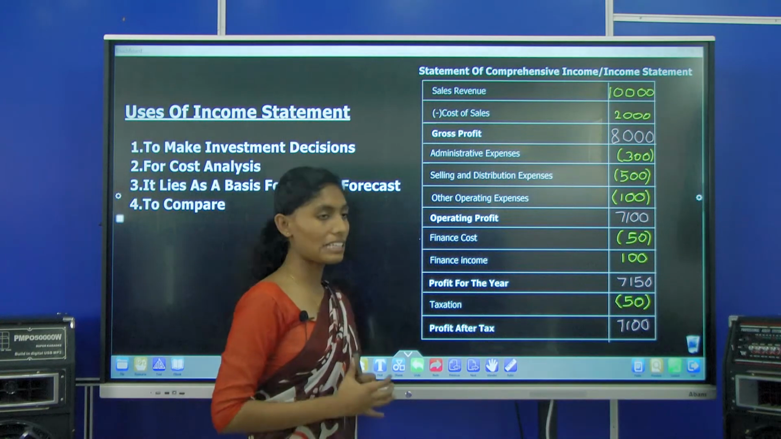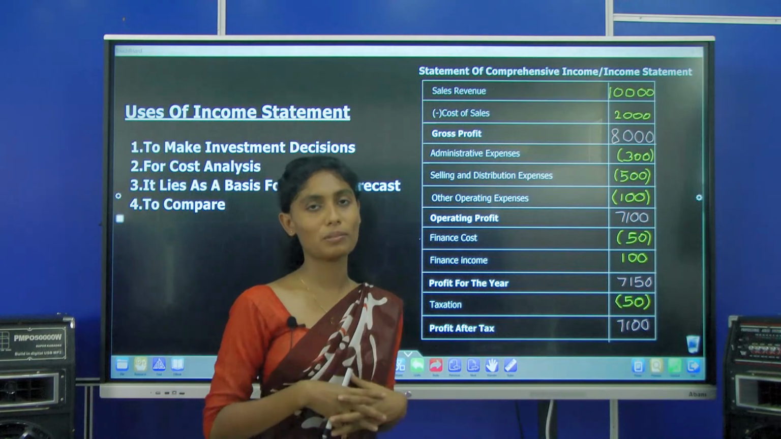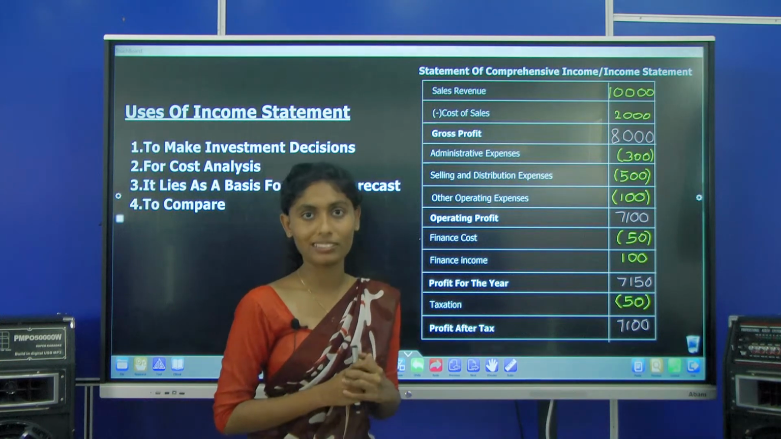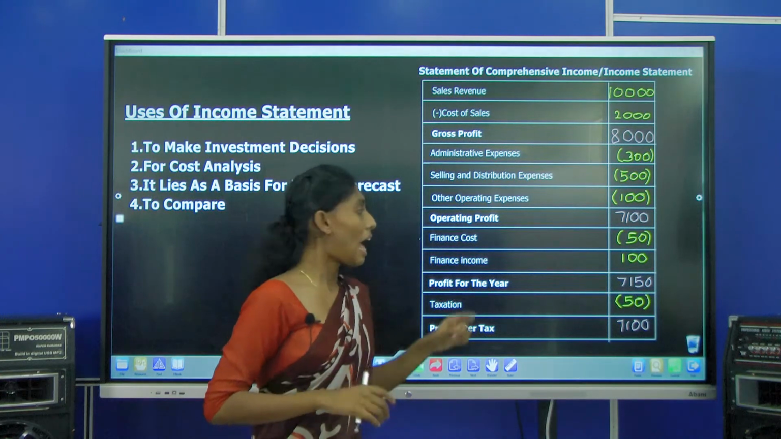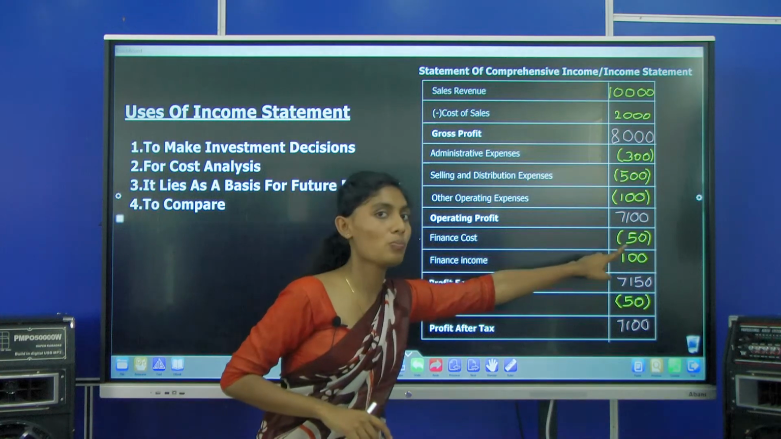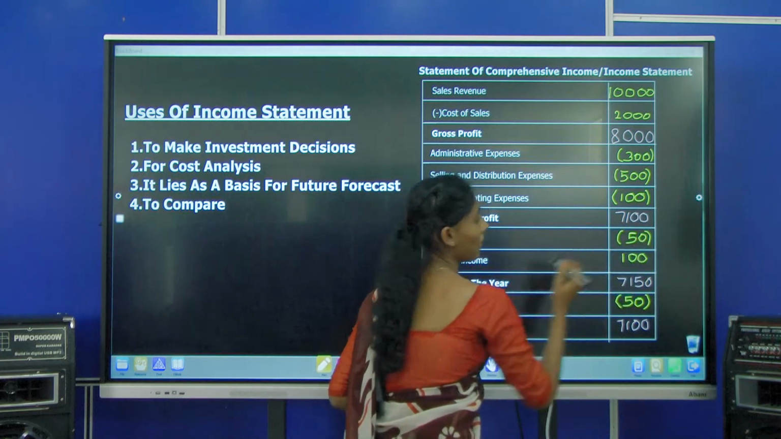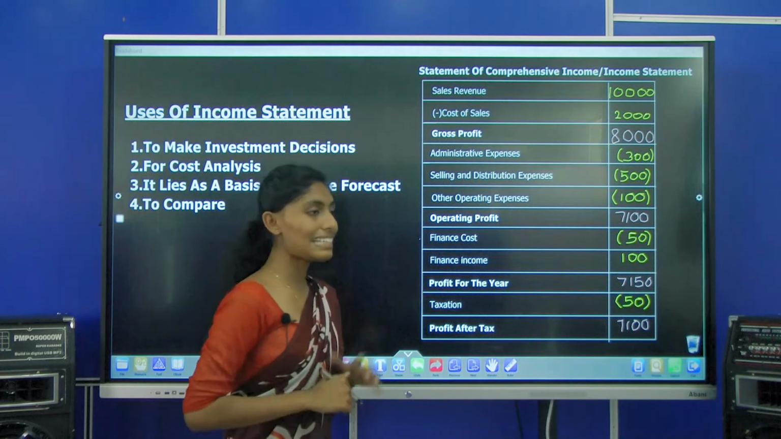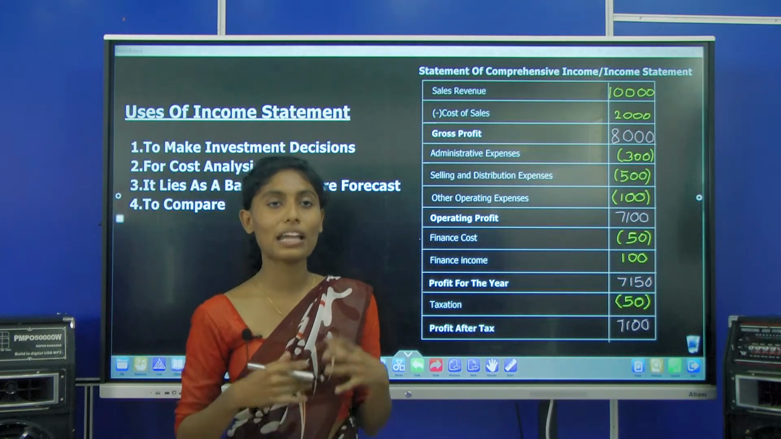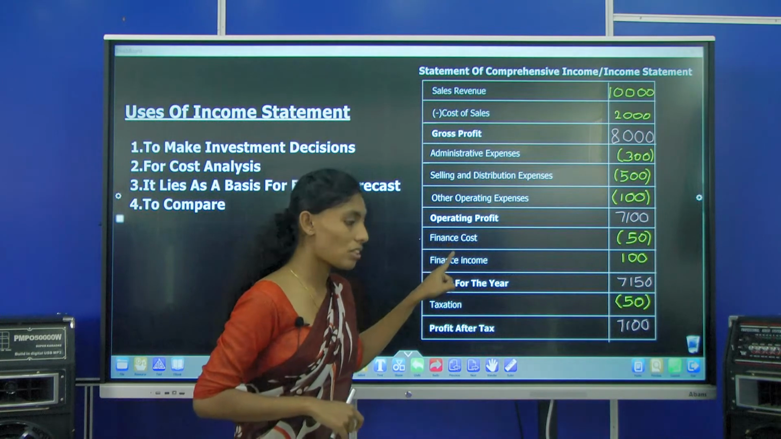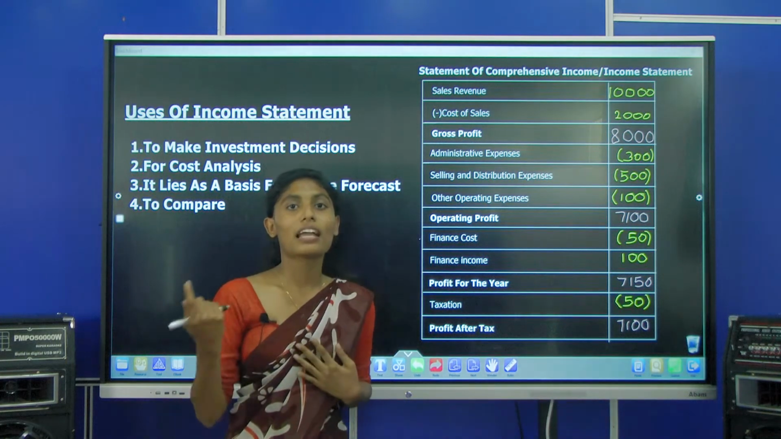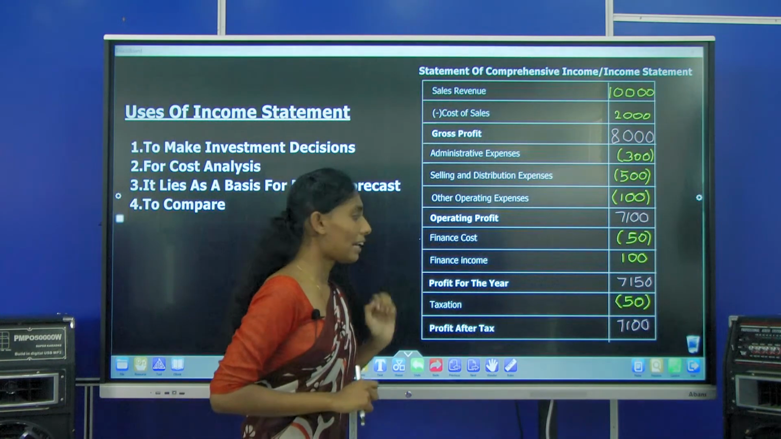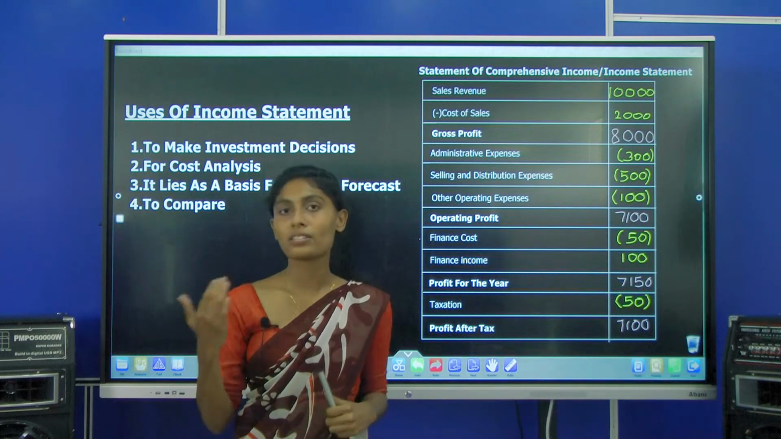Then we have the finance cost. What is meant by finance cost of the business? If we are paying any interest to the bank, that we call finance cost. Finance cost, we always minus it. That's why I included a bracket. So which are in the bracket, we have to minus. Finance cost is the interest that we pay for bank loans or any overdraft facilities. And finance income is the income that the bank pays to us for any deposits in the bank.